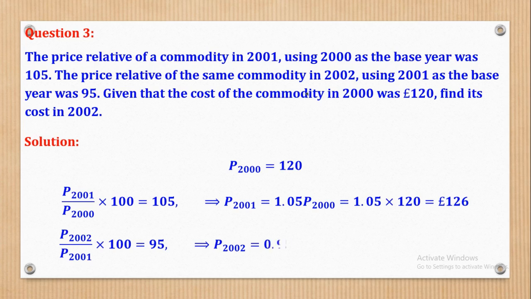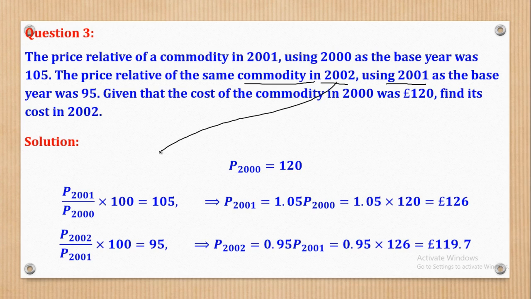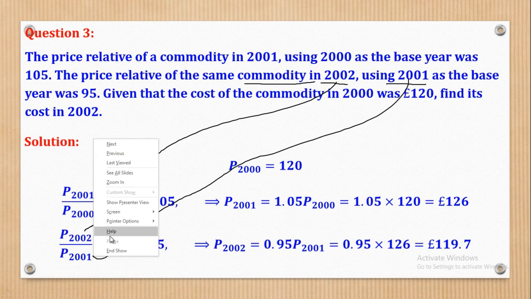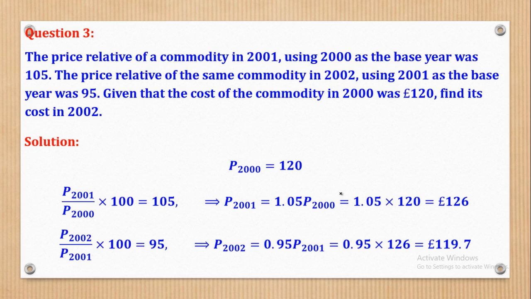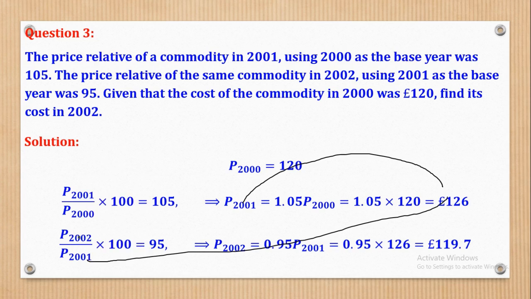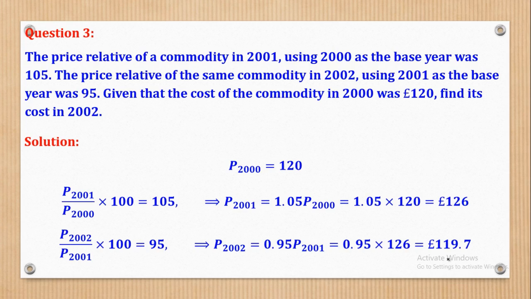So we shall go to the next statement. Here they said the price relative of the same commodity in 2002 using 2001. You must know that. That is why we are using price in 2002 over price in 2001 multiplied by 100 gives you 95, which was given here. Now the good thing, I already have the price in 2001, so I can substitute and make the price in 2002 the subject. And when I do that, I'll come up with 119.7 pounds, and that's what they wanted.